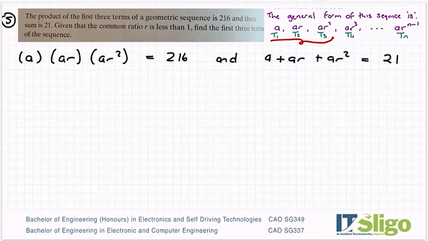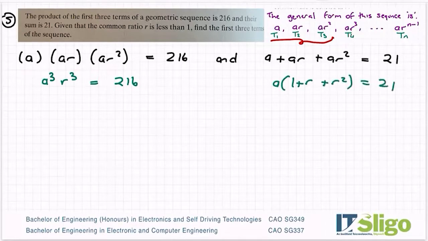Now, I'm going to do it the wrong way first, or a harder way first, to show you what would normally be done. When you say product, you're multiplying these. So a by a by a is a cubed, r by r squared is r cubed, equal to 216. And here we're adding them, so not a whole lot you can do. Something like that being equal to 21.